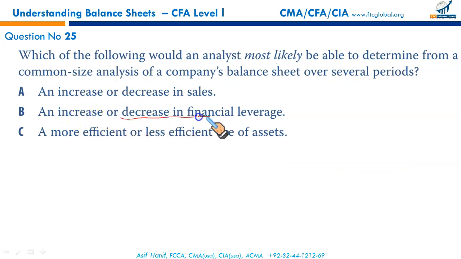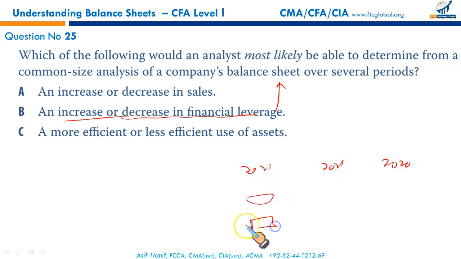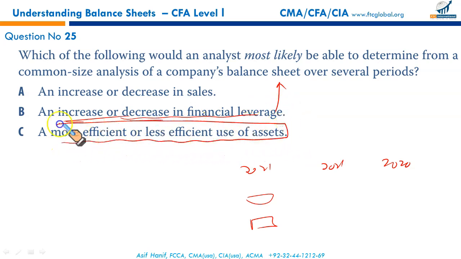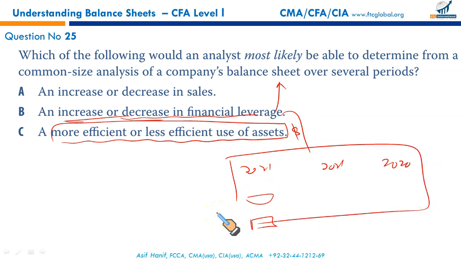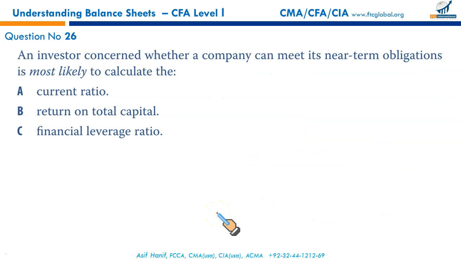An increase or decrease in the financial leverage from the common size balance sheet over the years 2020, 2021, 2022. You can see the composition of your balance sheet financing side. So definitely it will help you calculate the financial leverage, whether it has increased or decreased. That is possible. More efficient or less efficient use of assets. Since it's on a comparative basis, we cannot draw any conclusion based upon the dollar amounts, right? This is possible through the common size balance sheet drawn horizontally, but not A and C, so that makes B the correct option.